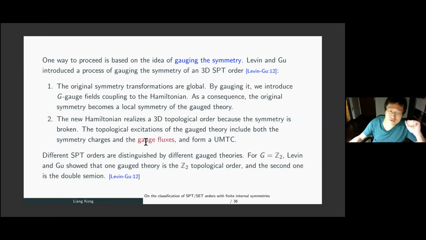They realize the topological order, and the topological excitations of the gauge theory include both the symmetry charges and the gauge flux. By gauging it, you add a new topological defect. That's called the gauge flux. Together, they form a unitary multi-tensor category.